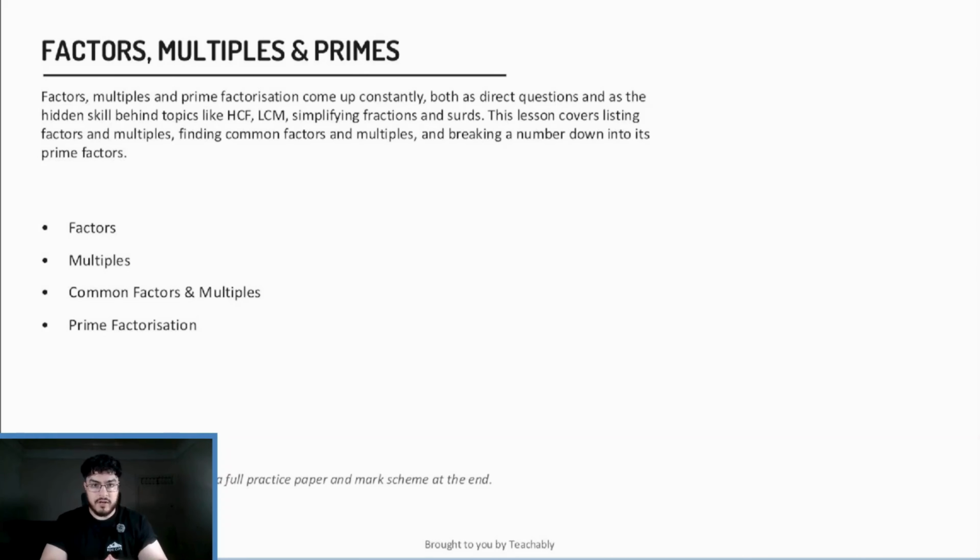Factors, multiples and primes, and also prime factorisations, come up constantly, both as direct questions, especially common factors and multiples and prime factorisation, and as hidden skills behind other topics. These are things like HCF, the highest common factor, and LCM, the lowest common multiple, simplifying fractions, which is the next topic after this, and even surds, which is one of the higher end topics, in the range of 7 onwards.